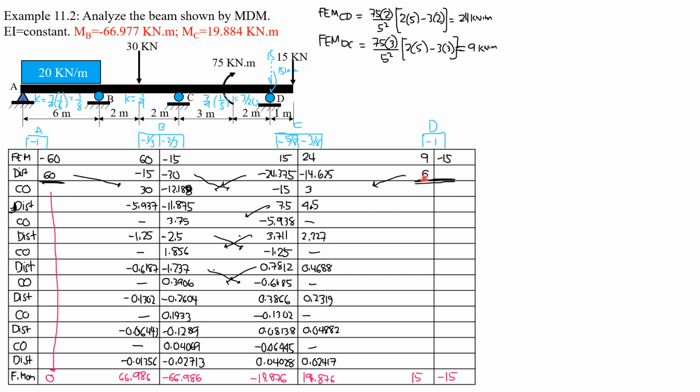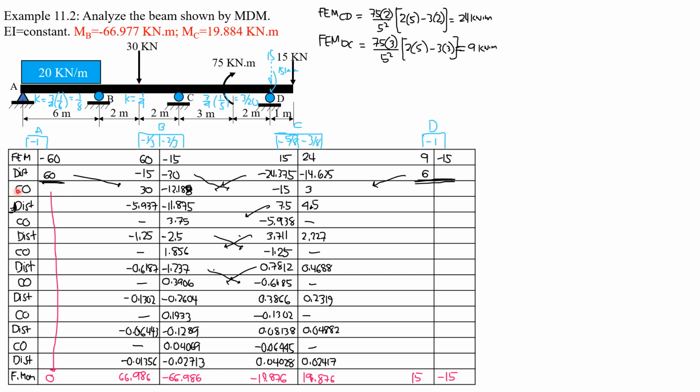So this is 6 and this is locked finally because we know that the final moment in DE is negative 15 and it is also the final moment in DC which is positive 15. That's why you have to lock it finally that way.